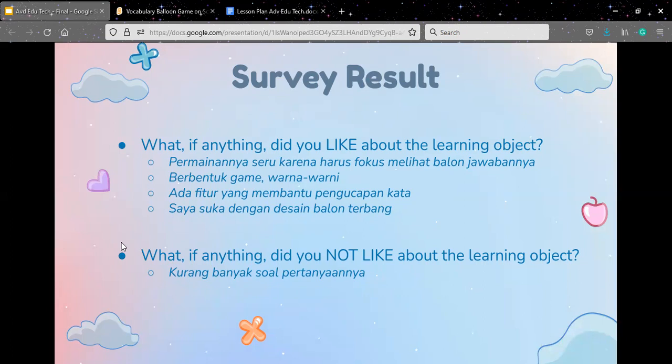And what, if anything, did you not like about the learning object? Three participants said nothing, and one participant said that they need more questions, because there were only a few questions provided in the game.